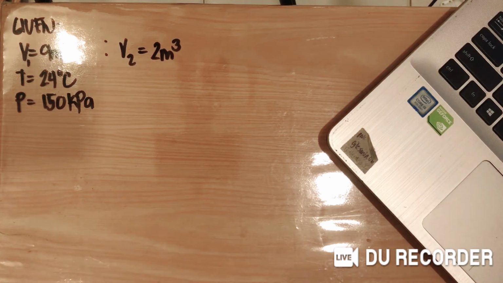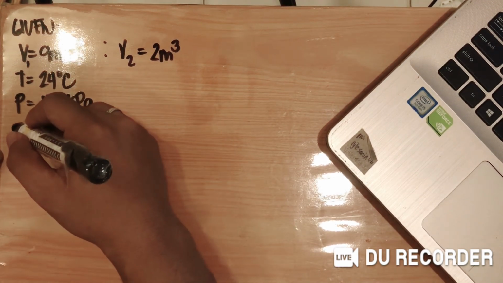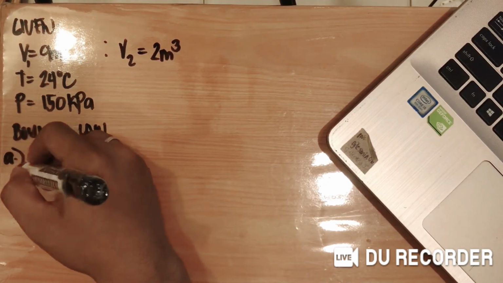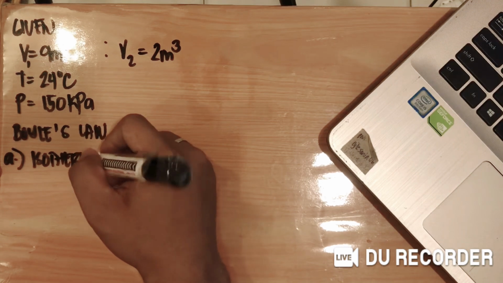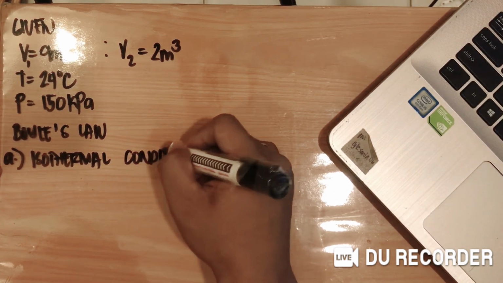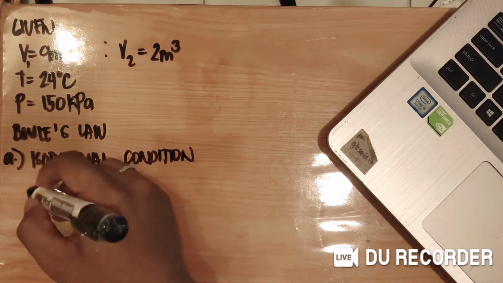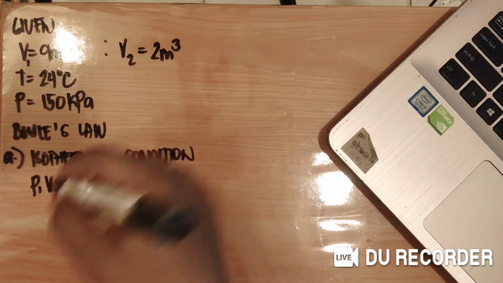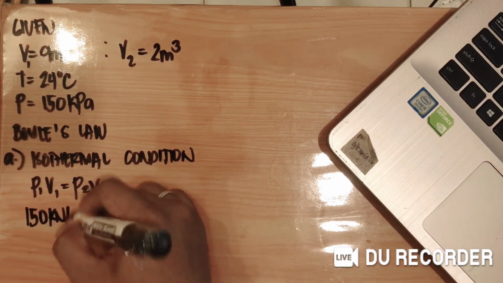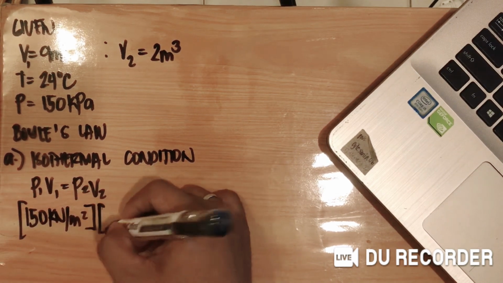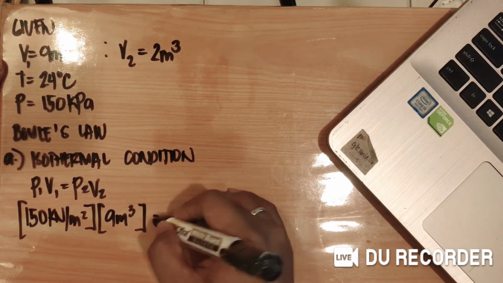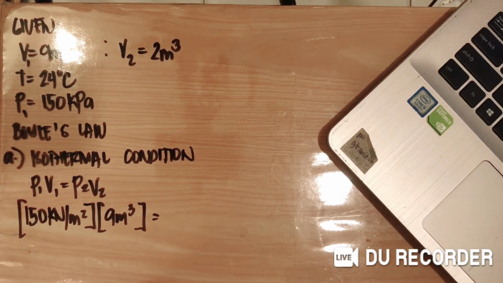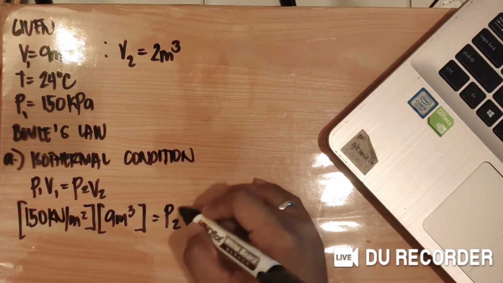So it means using isothermal condition, we use Boyle's law. So the formula is P1V1 equivalent to P2V2. So pressure 1 is equivalent to 150 kilopascal or kilonewton per square meter, times volume 1 equivalent to 9 cubic meters, equivalent to P2V2. So P2 is unknown, so that is what we will look for. So P2 times V2.